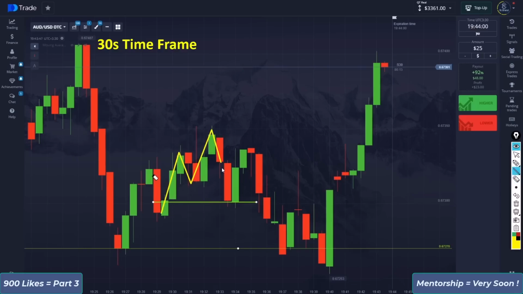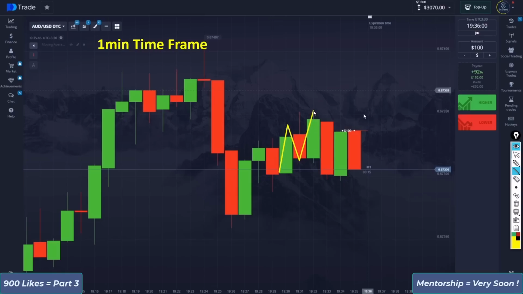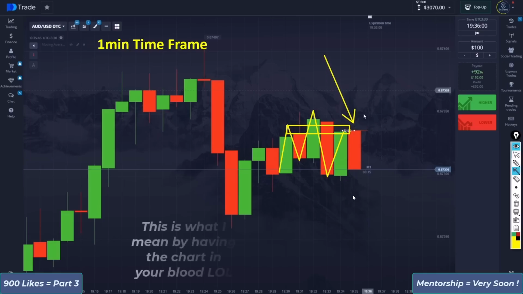A, B, C, break of the previous swing, and then QM level. And the trade was actually here. So let's go back to the 1 minute time frame again. This is the 1 minute time frame, and look at this. Exactly like that. It comes up, there's a QM level, and this is the trade. But almost nobody thinks about what is happening inside of that.